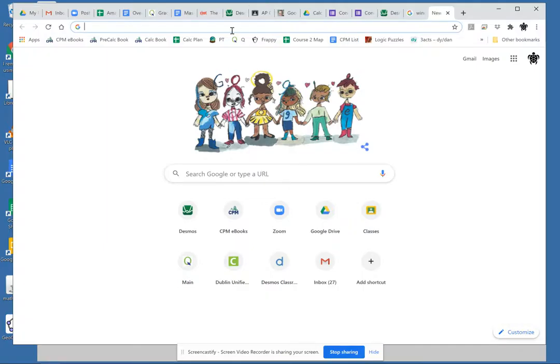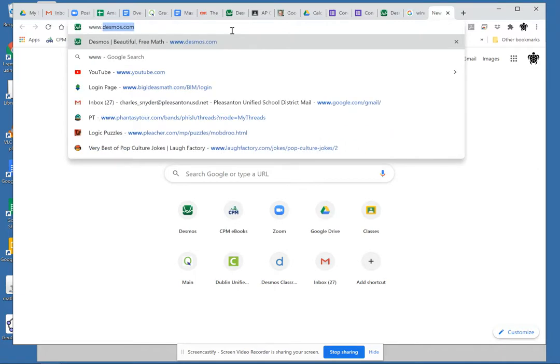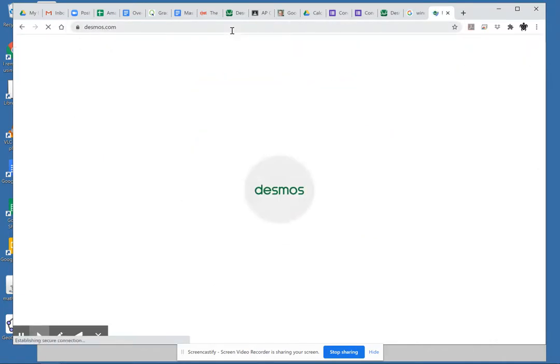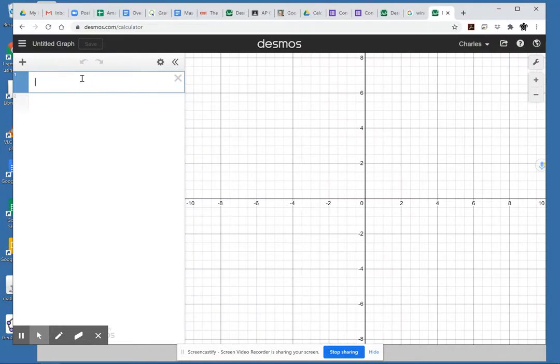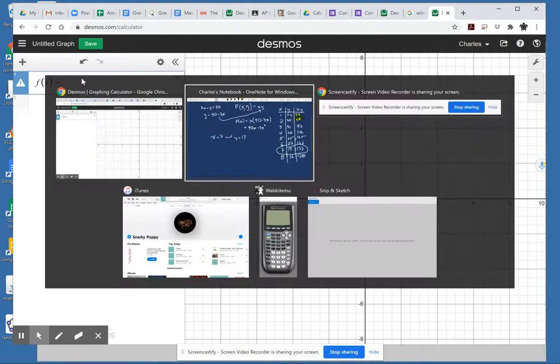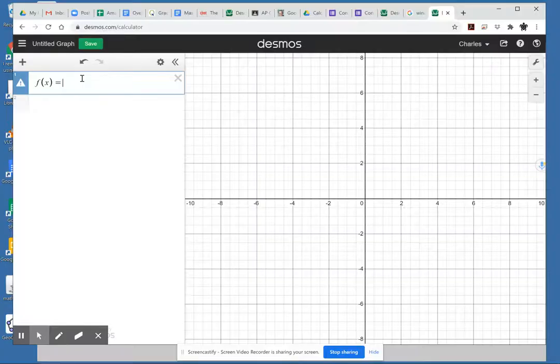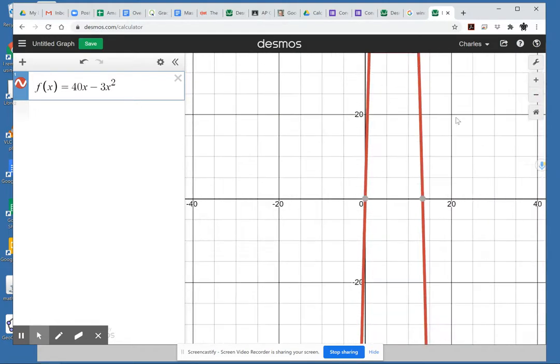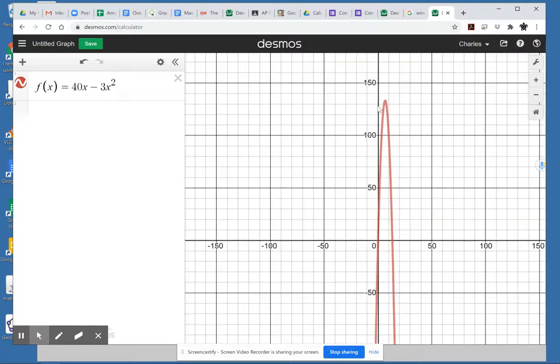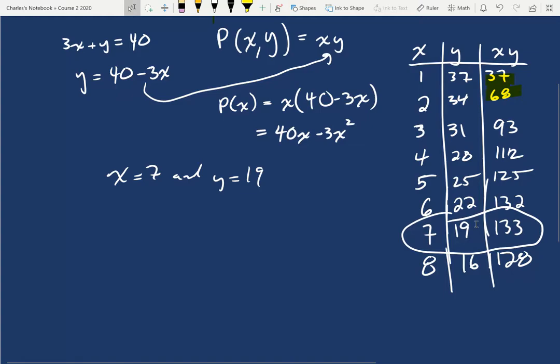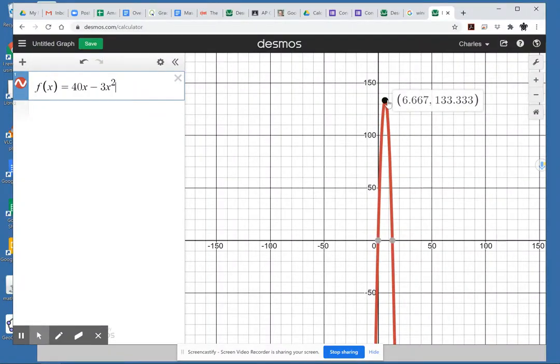If we want to look at what it looks like on a graph, what did I say was the function? It was 40x minus 3x squared. If I look at that, I get 6 2/3. And that kind of makes sense. So the product 133 1/3 is bigger than the 133 that I got at 7. So it peaks somewhere in between 6 and 7. It's closer to 7. It makes sense that your answer is 7.